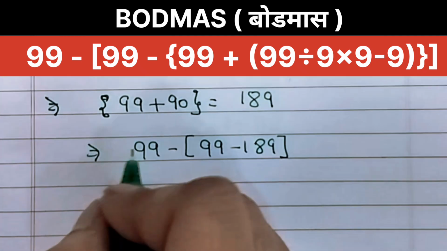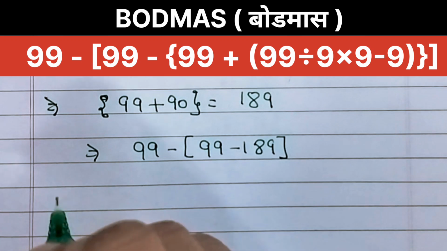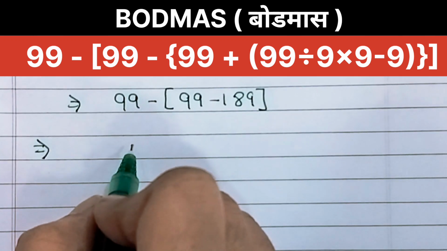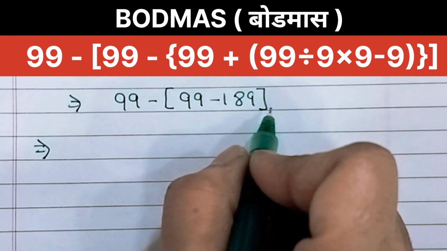So in step 2 we focused on BODMAS. The curly braces are the next level of grouping to be cleared after the round brackets. So step 3, simplify the square brackets. Next we perform the subtraction inside the square brackets.